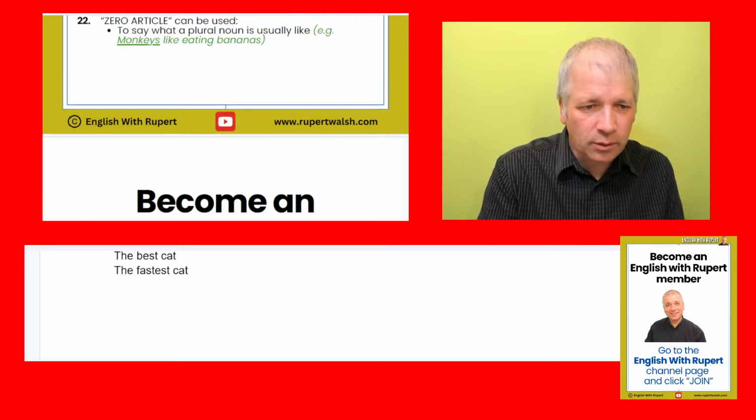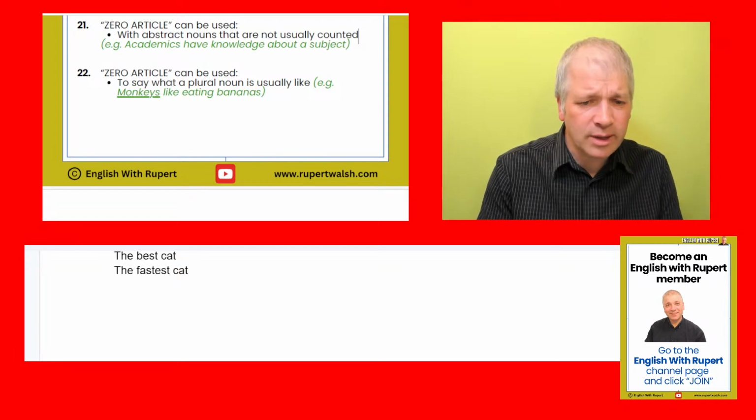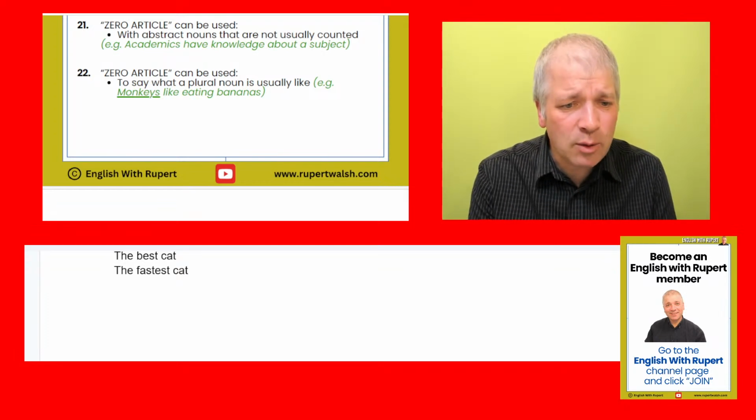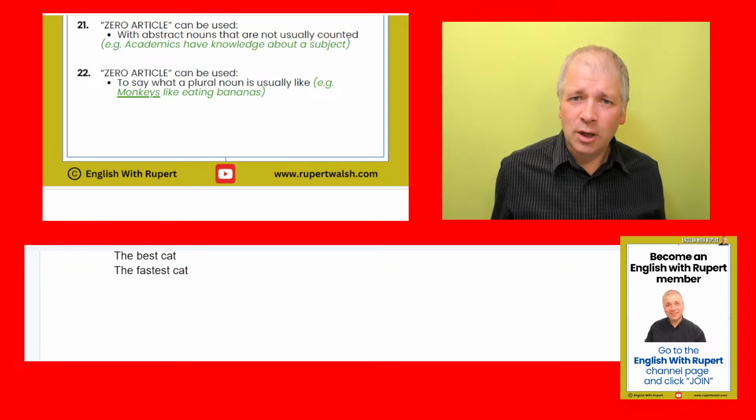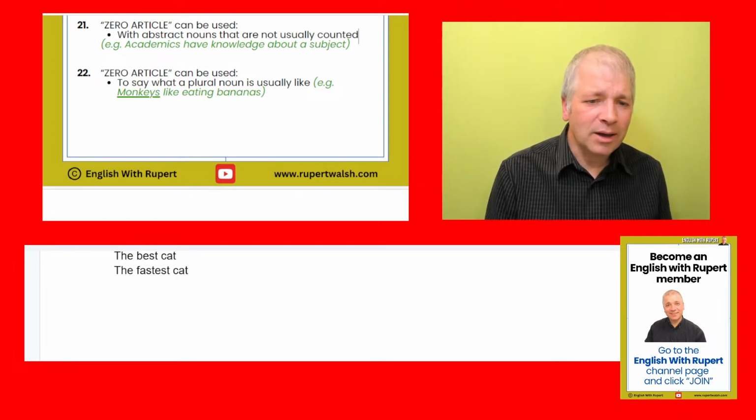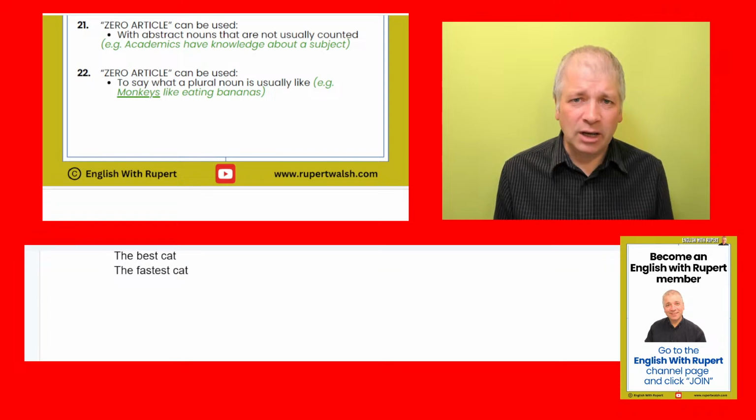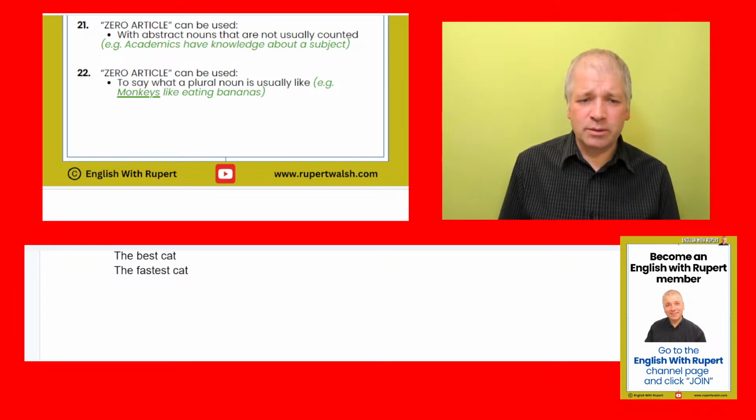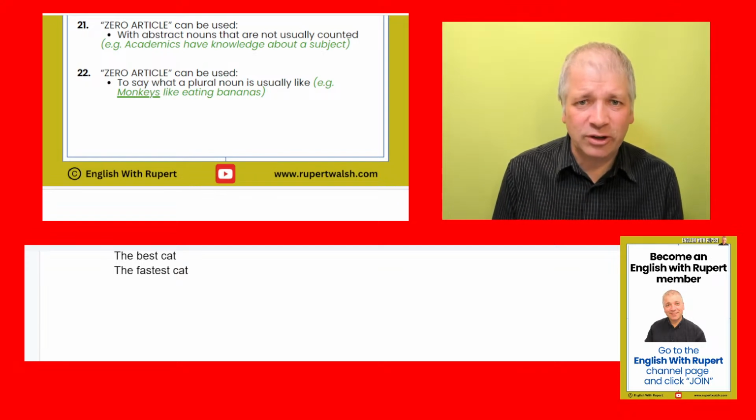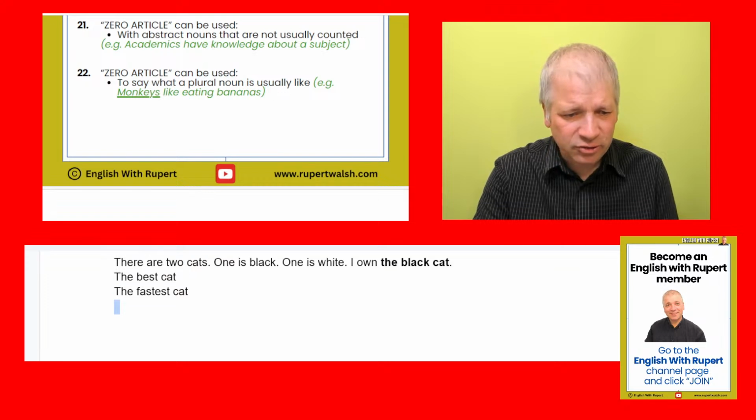Okay, let's move on to number 22. So zero article can be used to say what a plural noun is usually like. Now, I covered that before. We can use a monkey, the monkeys, or we can even say monkeys. So this is what I mentioned before, that when we're saying what something is usually like, or we're giving an example of something, then we can use the zero article. This one's slightly different actually to the ones I mentioned before. So if I go back on my notes to the ones I mentioned before.